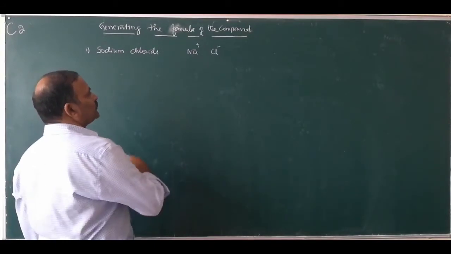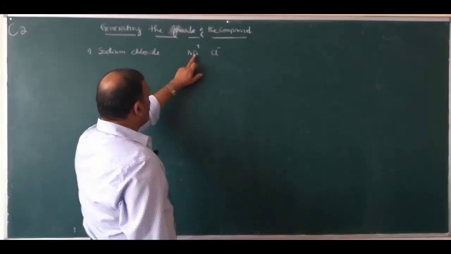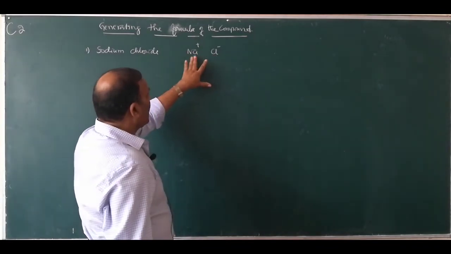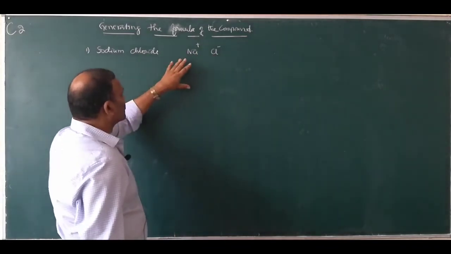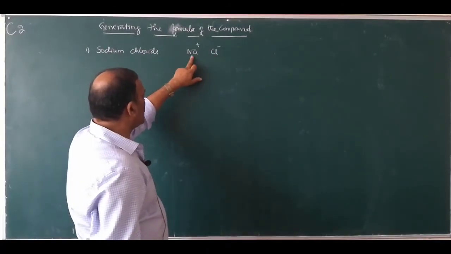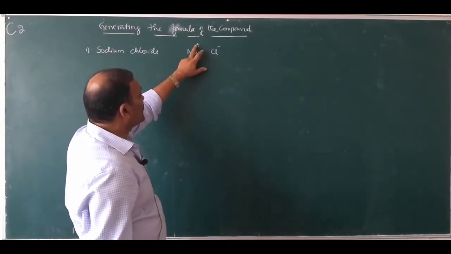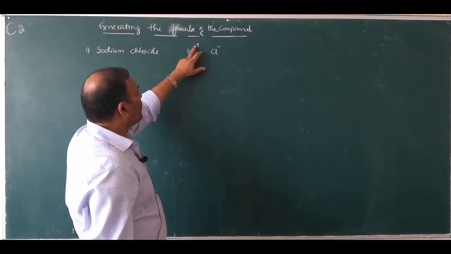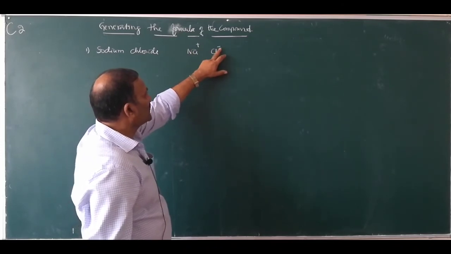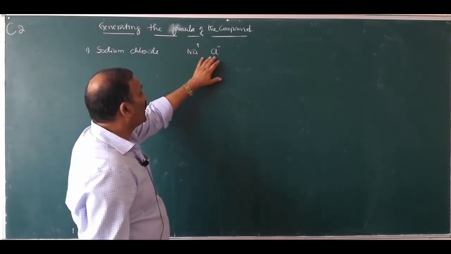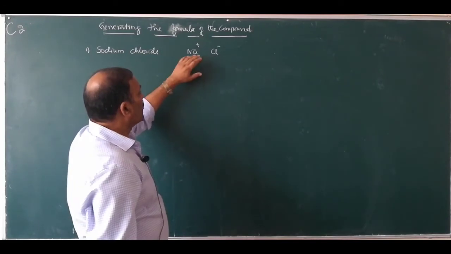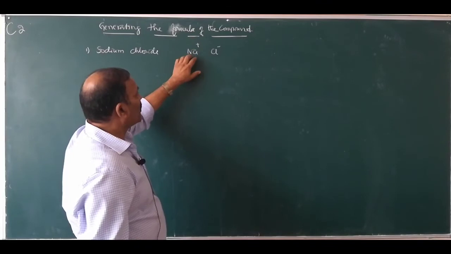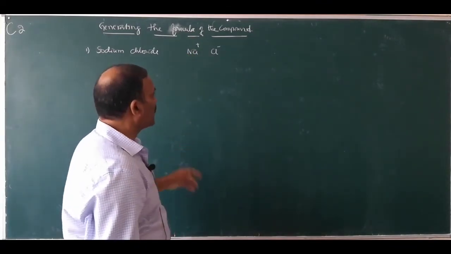So you have to write the valency of the cation. While writing the anion and cation, this one is anion and this one is cation, you have to mention the valencies. So the valency of sodium ion is +1, the valency of chloride ion is -1. You have to mention the valencies at the top right corner of the ion. So this is note number 1.